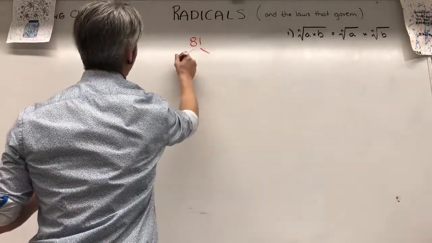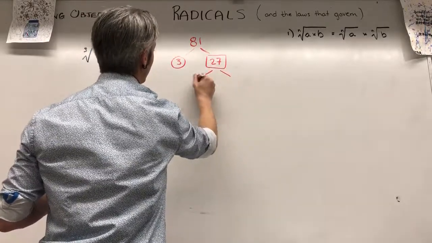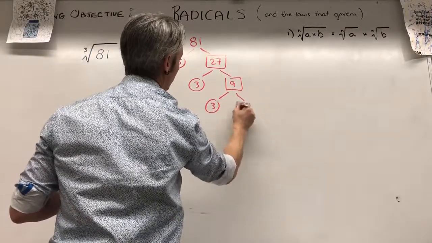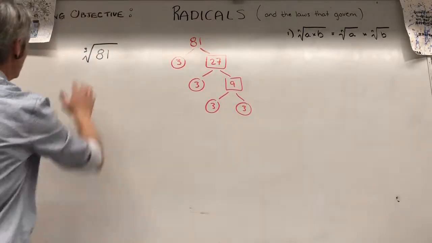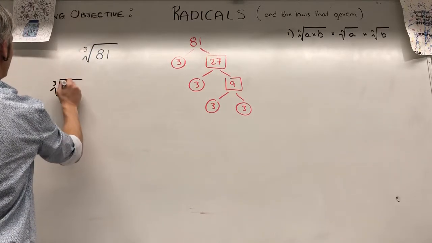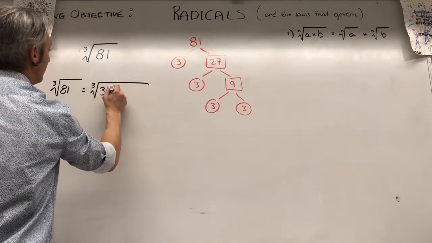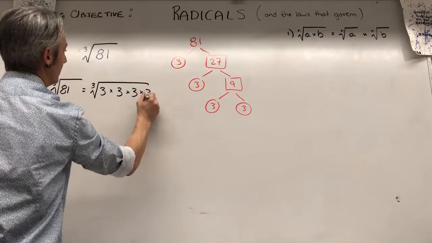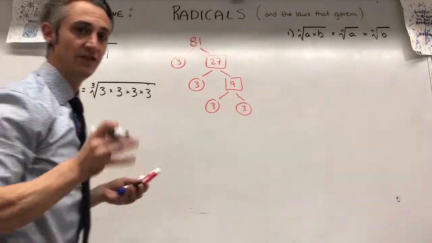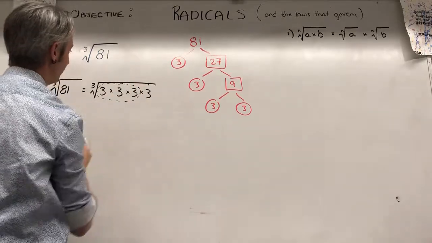So 81 divided by 2, no. Divided by 3, yes. I get 3 and 27. 27 divided by 2, no. Divided by 3, yes. I get 9 and 3. 9 splits into 3, 3. Okay? So I have cube root of 81 is equal now to the cube root of 3 times 3 times 3 times 3. Okay? And I ask, because I have a 3 here, I'm looking for groups of 3 of the same number, or perfect cubes. Here we go. I have one right here. 3 out of the 4 3s makes a perfect cube.